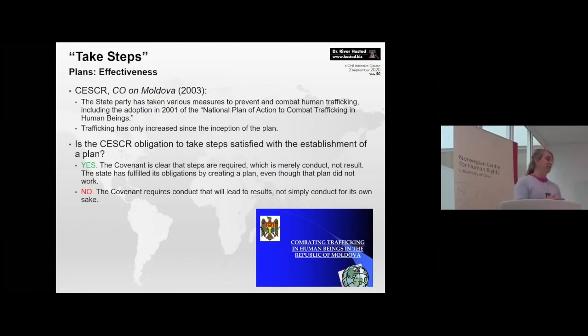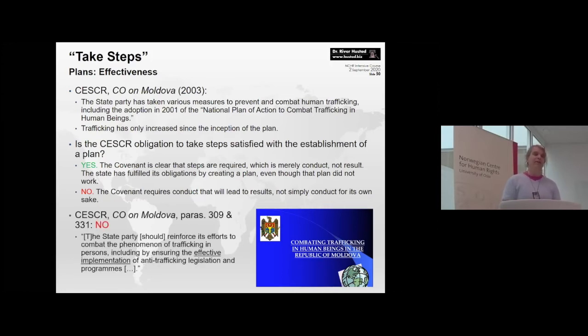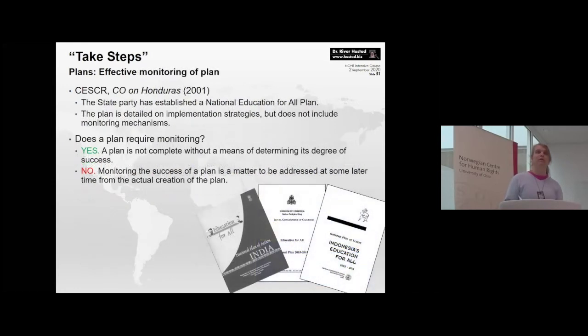So again, on effectiveness, what we talked about with the benchmarks, that the benchmarks have to be actually effective. So this would be with plans, effective implementation of the plans. So the same with benchmarks, for example, they would have to be effective in their implementation, and so then have effective substance. And then once a plan is in place and is implemented, there also must be effective monitoring of the plan.